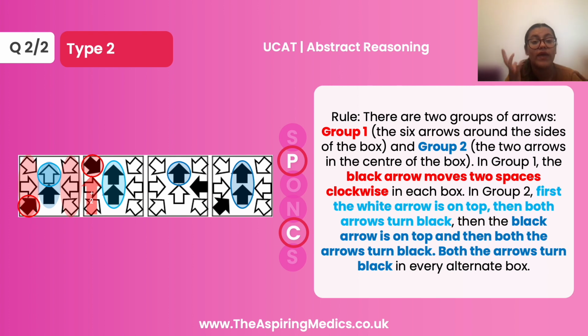Once I look at it more carefully, I can see what the rule is. So there are 2 groups of arrows. Group 1 are the 6 arrows on either side, and group 2 are the 2 arrows in the middle. In group 1, the black arrow moves 2 spaces clockwise every single time. And in group 2, first the white arrow is on top, then both the arrows turn black, then the black arrow is on top, and then both the arrows turn black, and then ideally the bottom arrow should be black.